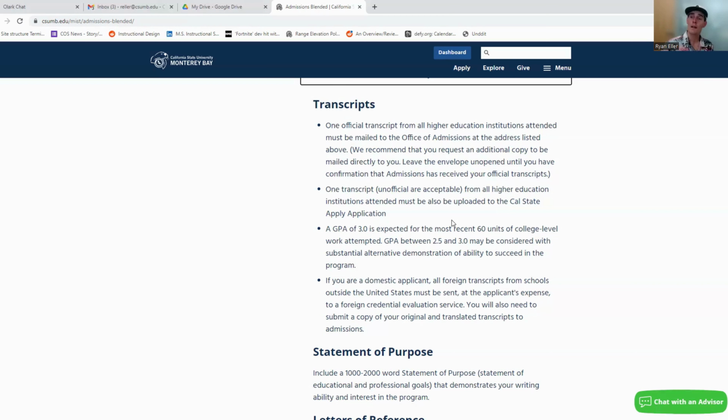Now, we recommend having a 3.0 GPA, but the actual CSU requirement for graduate students is a 2.5 or higher. And so you will be considered for admission if you have that 2.5 or higher, though, of course, naturally, a higher GPA only betters your chances of being admitted.